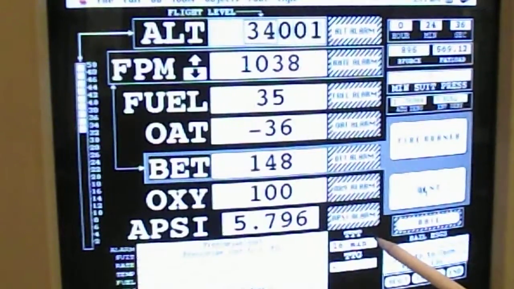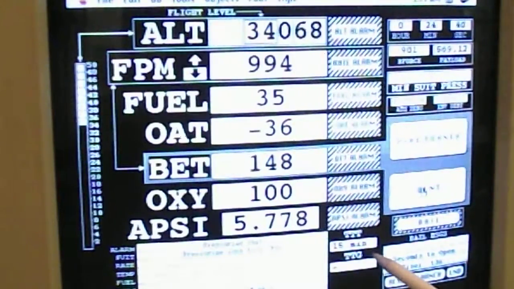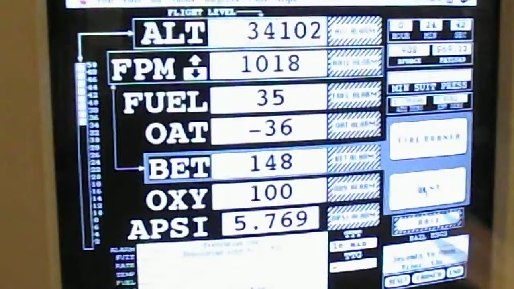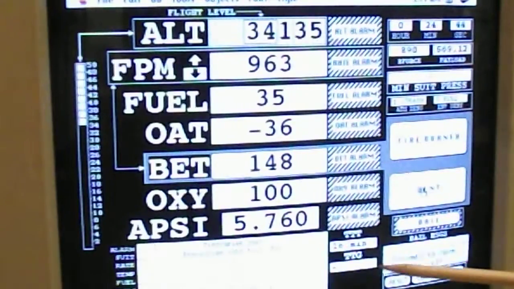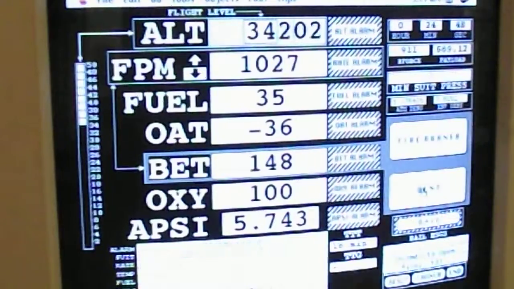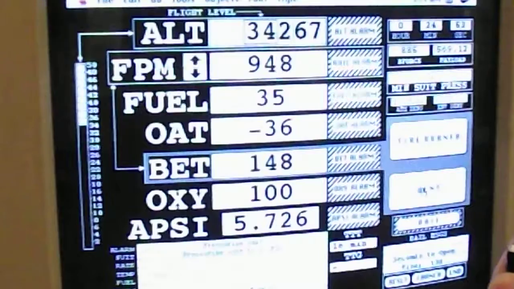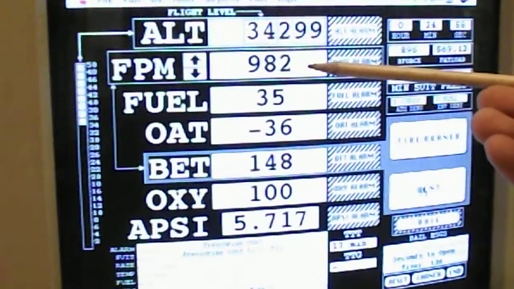TTT, this is time to target. That's the target altitude, which is 50,000 feet. Right now it's 16 minutes. That's simply counting down. When we reverse and go down, this is time to ground, TTG, how long it's going to be till we hit the ground or land at the given descent rate.